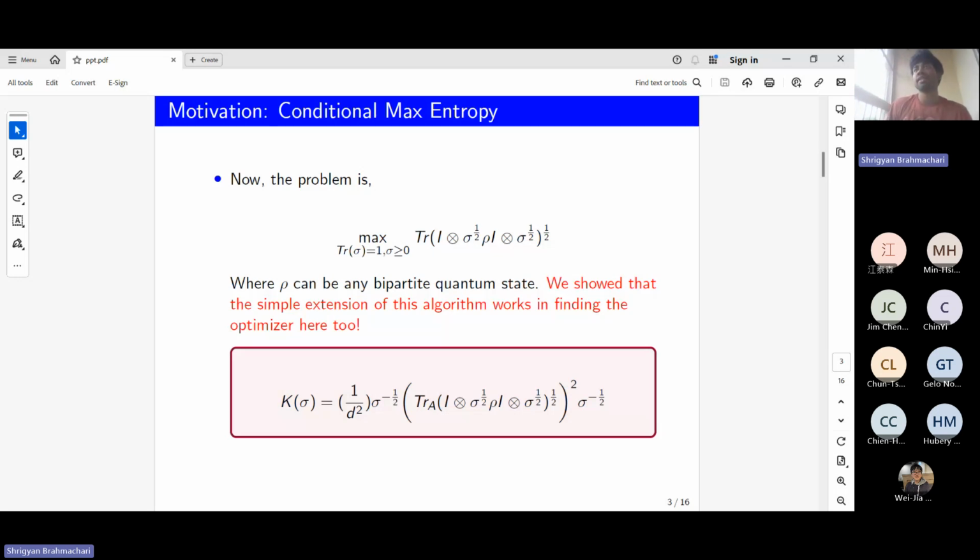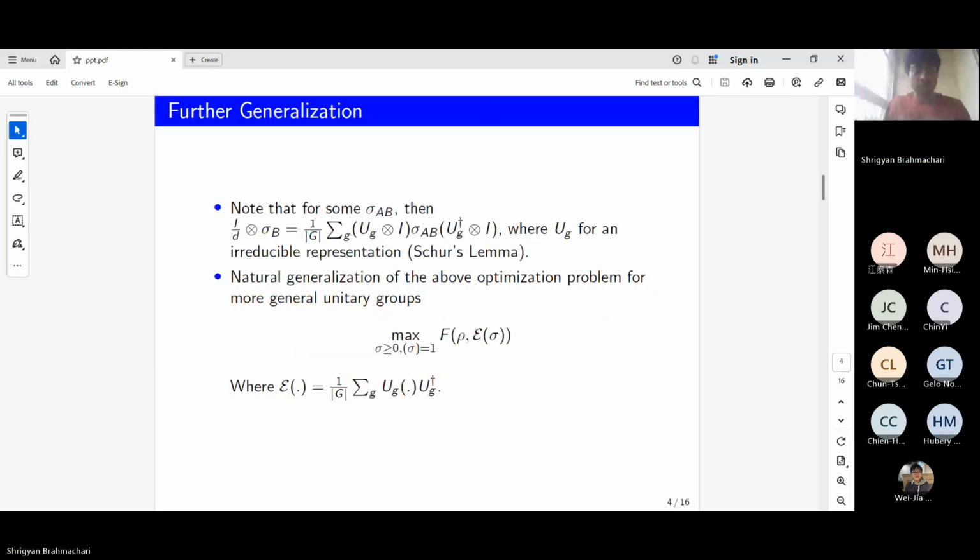This was quite nice, except that it's still quite limited. Conditional max entropy is a nice quantity for a lot of things in quantum information, but it just feels like this idea of these algorithms has a lot of potential. So for a long time, we were stuck with this. We knew that we have this conditional max entropy problem for general quantum states rho, and we could do this algorithm. And it was kind of limiting. But then later, I made this observation.